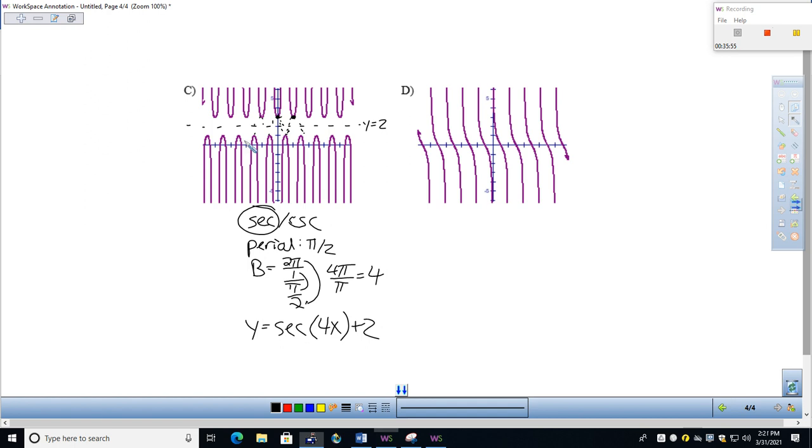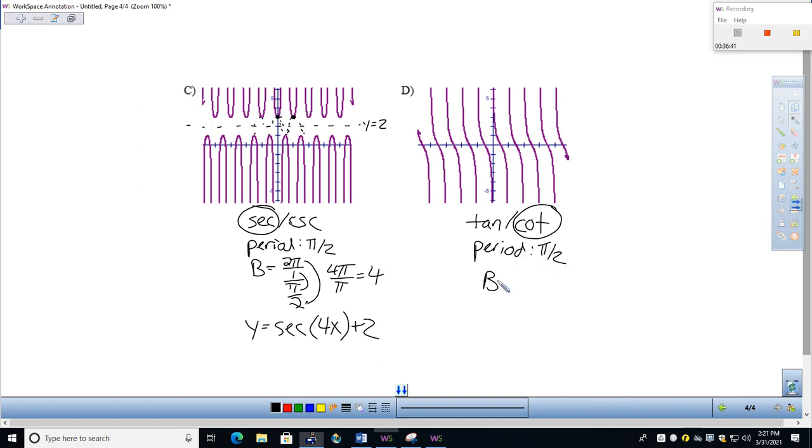All right, last one. This is the one that could be either tangent or cotangent. And remember, tangent is the one that increases throughout each interval. Cotangent's the one that decreases, so that looks good right there. I'm getting a period of pi over 2. Do you see one cycle? Looks like every tick mark here. So period is pi over 2.